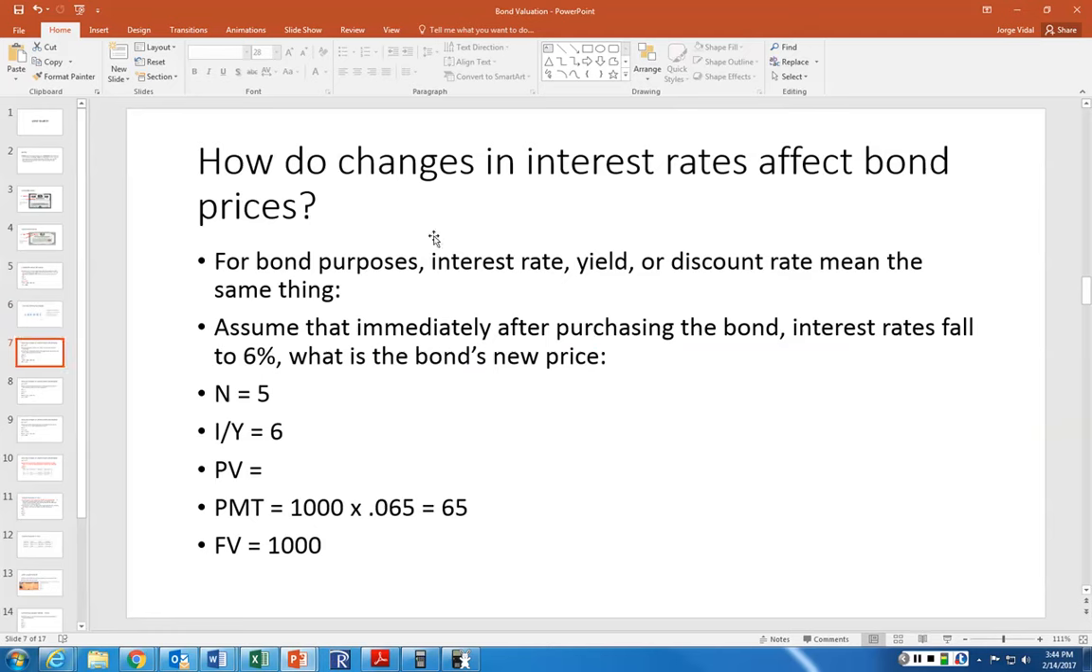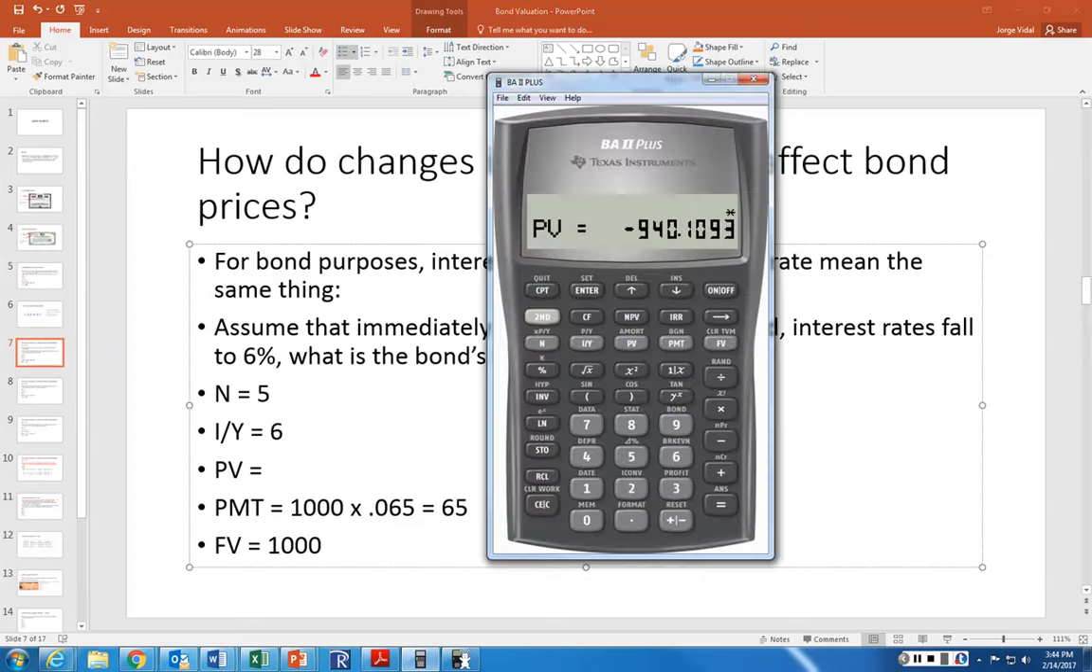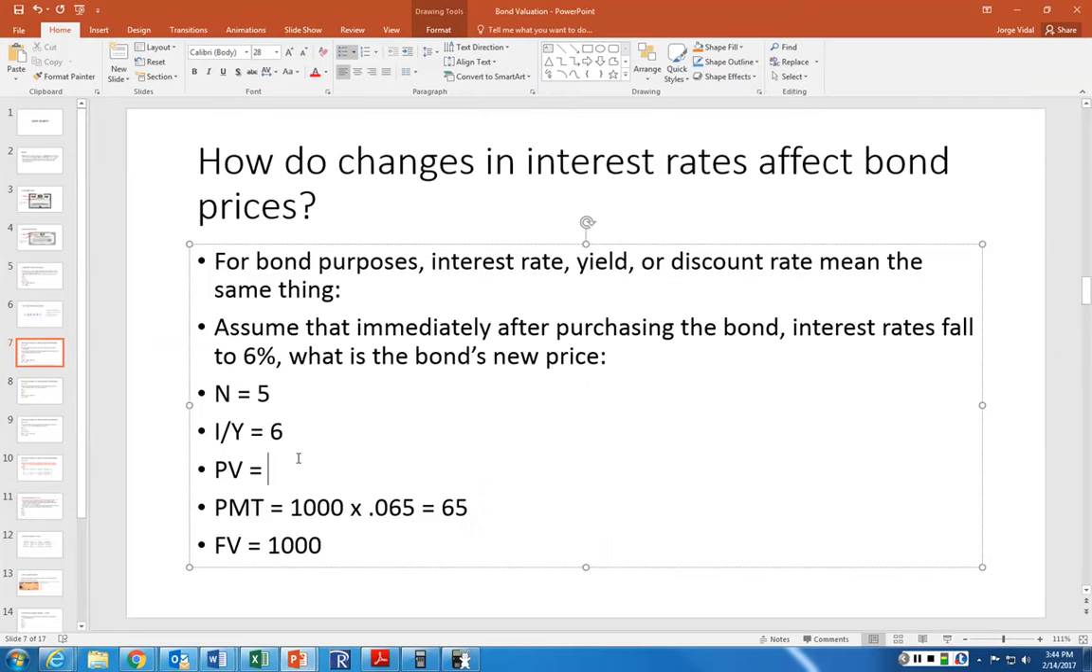What is the effect of rates on bond prices? Assume that immediately after you buy the bond, rates fall to 6%. They used to be 8. So it's immediately after, so N equals 5 still. IY is now 6%. The payment is still 65. Par value never changes, 1000. Since we already have the numbers in the calculator, all I have to do is change the IY to 6, so 6, IY, compute present value. So it's 1021, the new price.